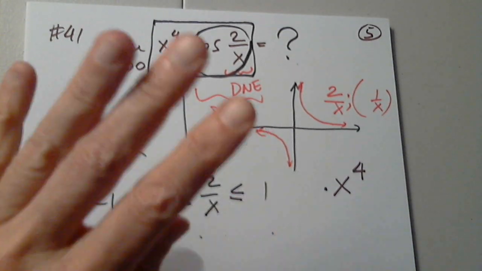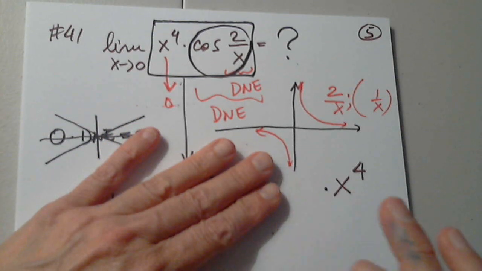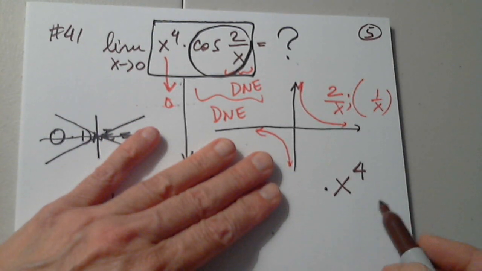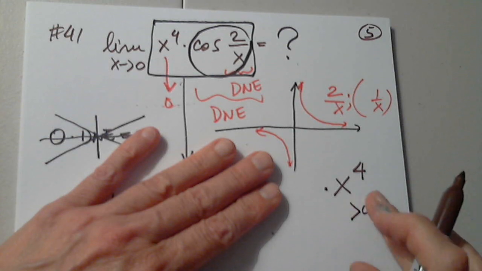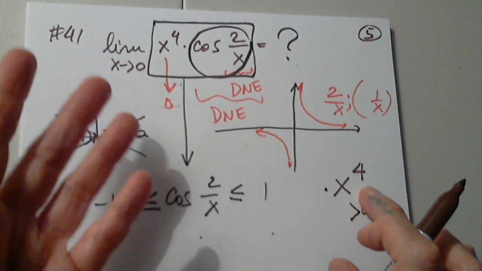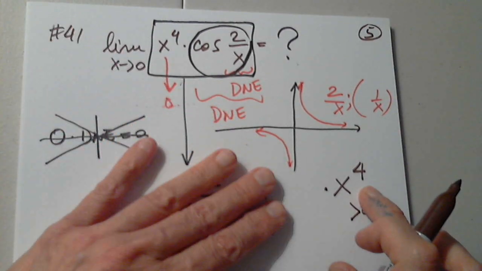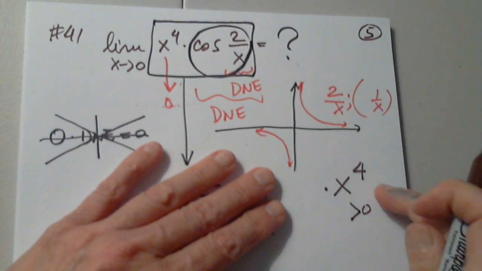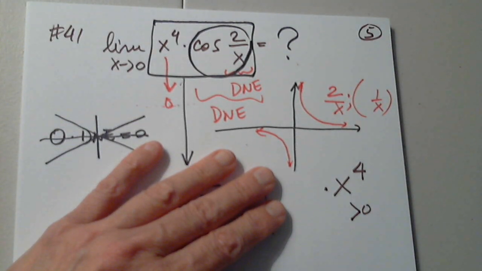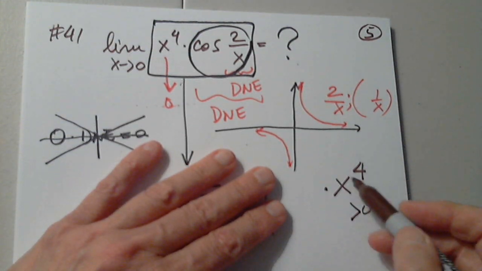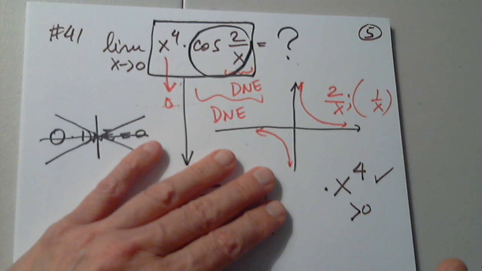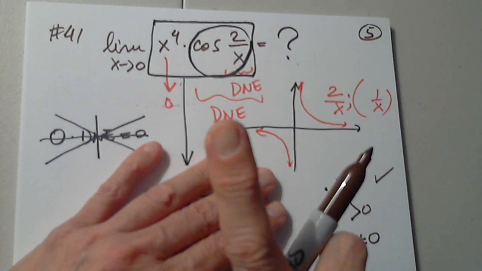But I have a potential problem. x to the fourth has to be positive. Because otherwise, if it's negative, then I have to switch the inequality symbols. Is x to the fourth always positive? Yes, because power 4 always does that. Also I have to make sure that I'm not multiplying by 0. Is x not 0? Yes.